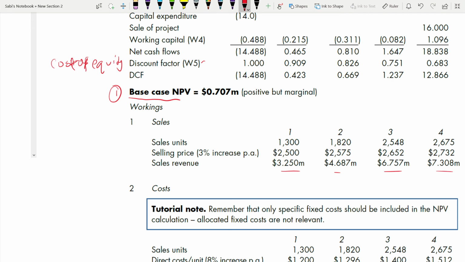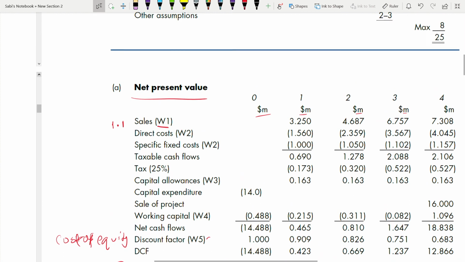1300 into 2500. So basically they are eliminating the three zeros. It will be like this if you are writing it as a whole number. That's why they are putting only 3.25 million. Because when you multiply 1300 by 2500, this is the number you should get. But if you don't want to write it in thousands, you can just write it like this, 3.250 million, because it is shorter also.